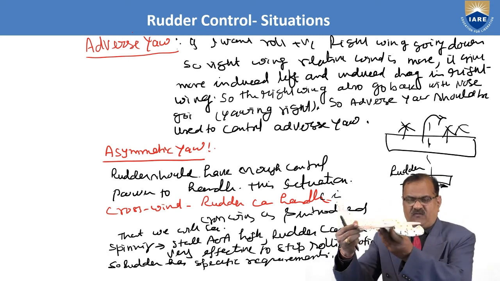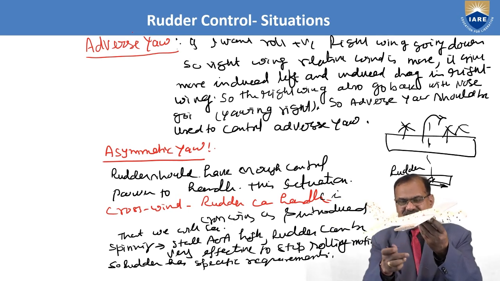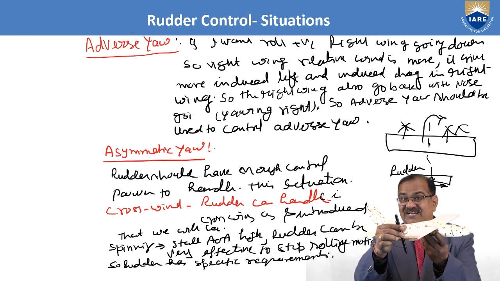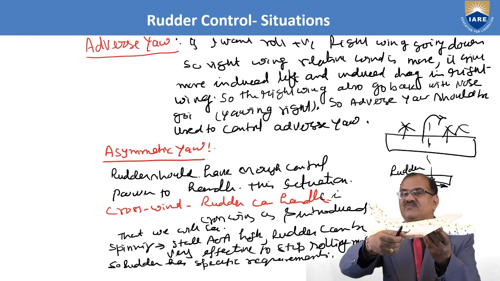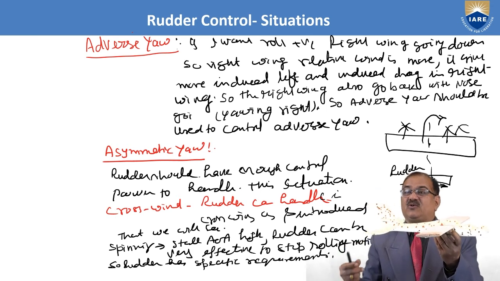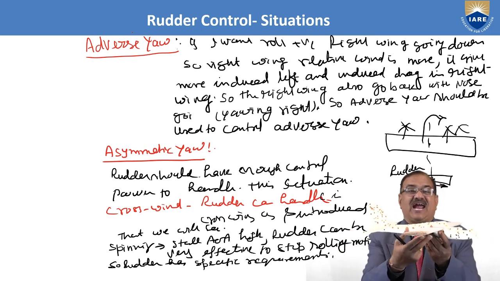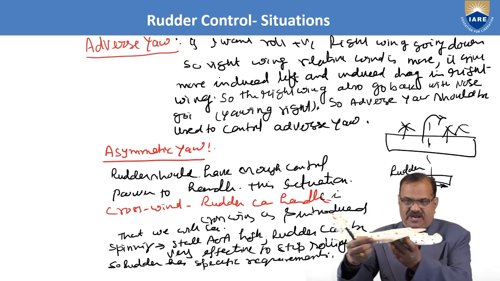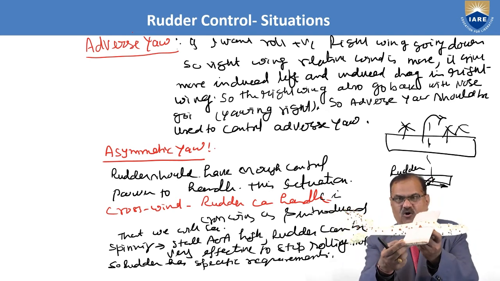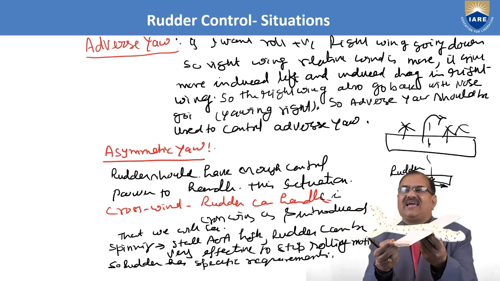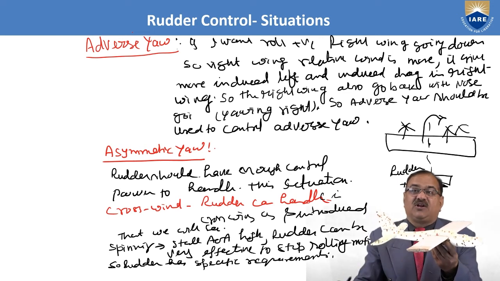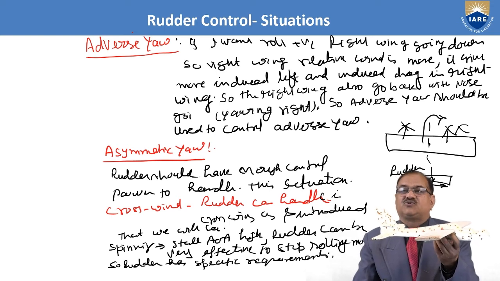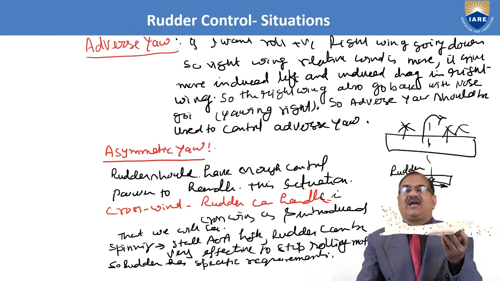If it is flying like this and you are rolling like this, here you have more relative wind, and this relative wind will generate the lift upward and also the drag. So the drag in the right wing will be more, so the right wing also goes back. It is flying like this, you roll like this, and it will also turn like this, with the nose yawing right. So the rudder should be used to control adverse yaw.